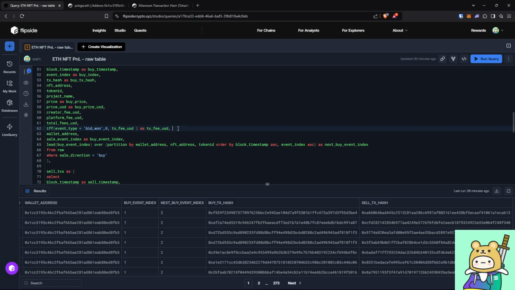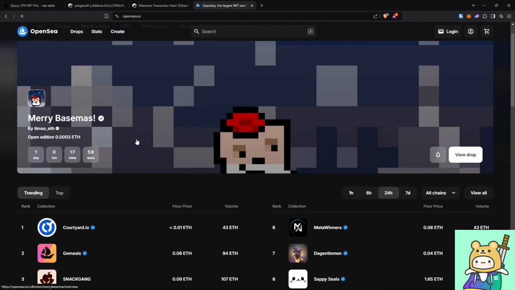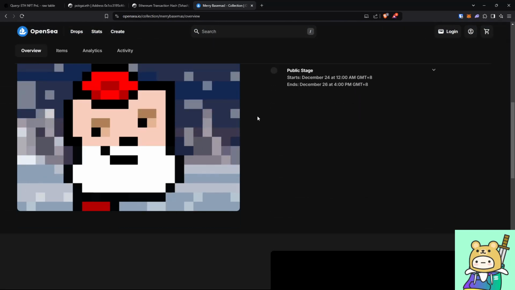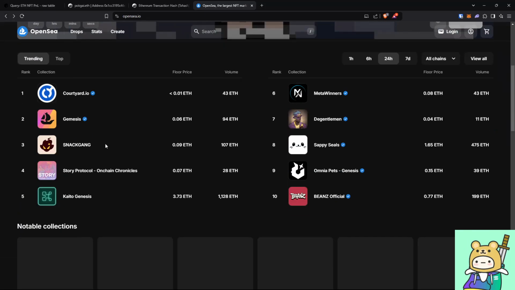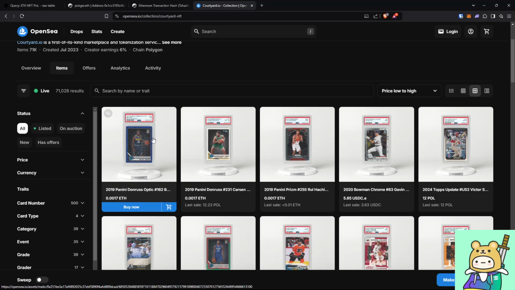Now, what exactly does this mean? In an NFT sale transaction, let's go to OpenSea, right? Let's go to this Mary Basemas NFT. Oh, this is not yet live. Okay. So if I want to buy this NFT, I click buy now. I am the one that initiates the transaction, right? So I click buy now. I will pay the transaction fees.